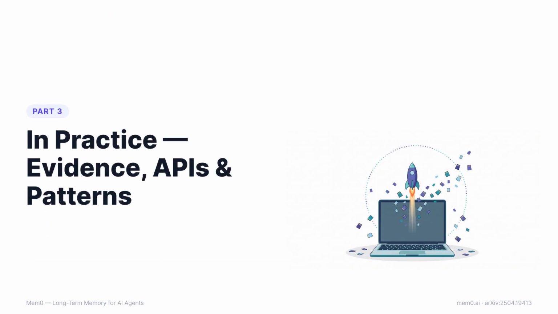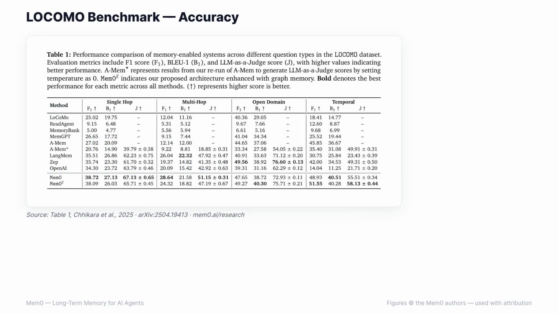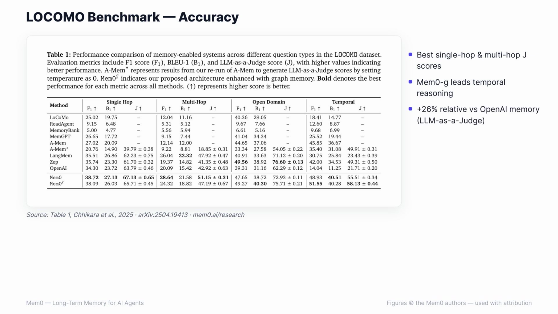Part 3. What the research shows, and how to actually use mem-zero in your own applications. The paper evaluates on LoCoMo, long multi-session conversations with 4 question types, against 10 baselines, including MemGPT, LongMem, ZEP, and OpenAI's built-in memory. Mem-zero takes the top LLM as a judge scores on single-hop and multi-hop questions, and the graph variant leads on temporal reasoning. Overall, that is a 26% relative improvement over OpenAI's memory feature.